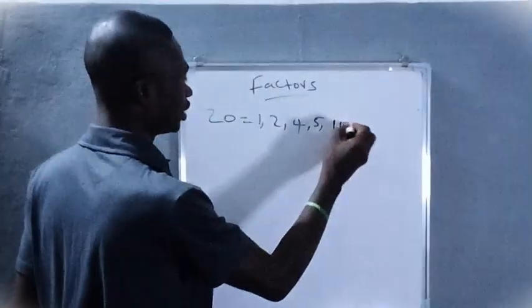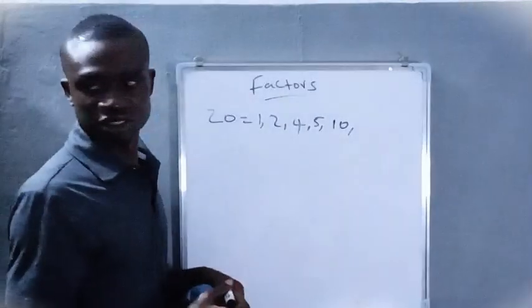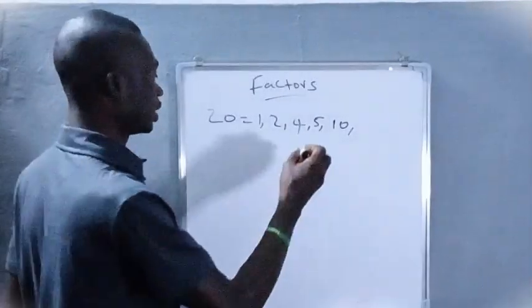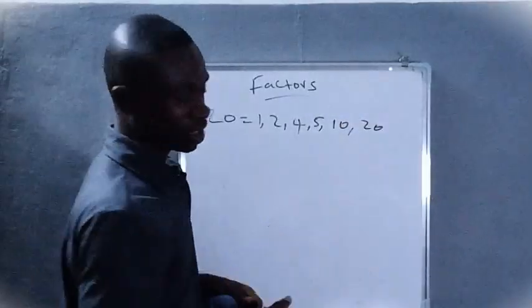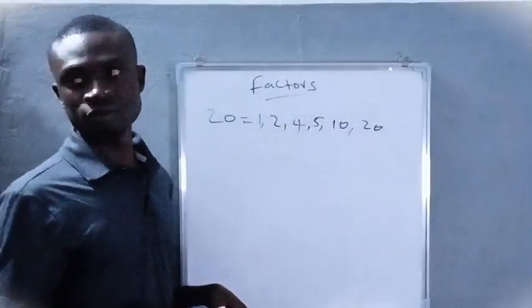Then we have 10. 10 is a factor of 20 because 20 divided by 10 will give you 2. And then the last factor of 20 is 20. So you can say 20 divided by 20 gives you 1.